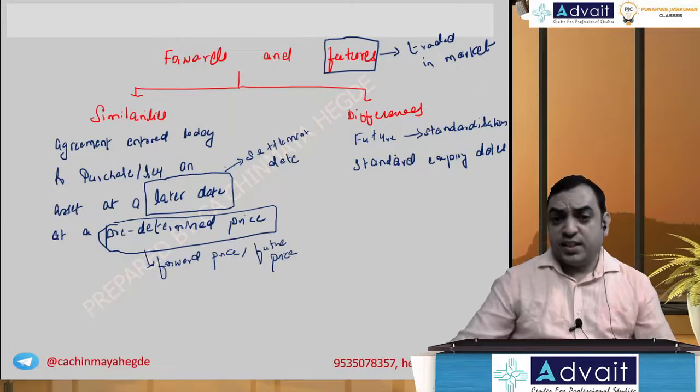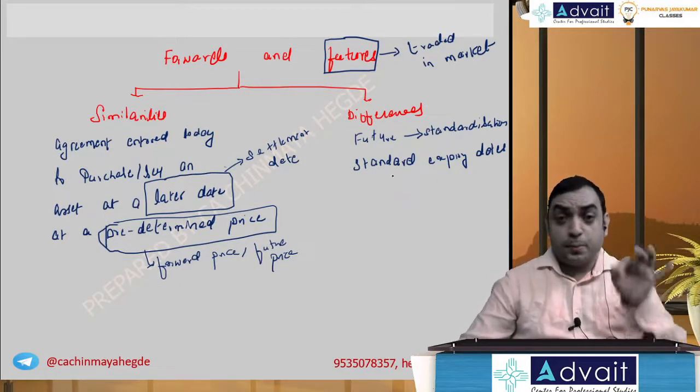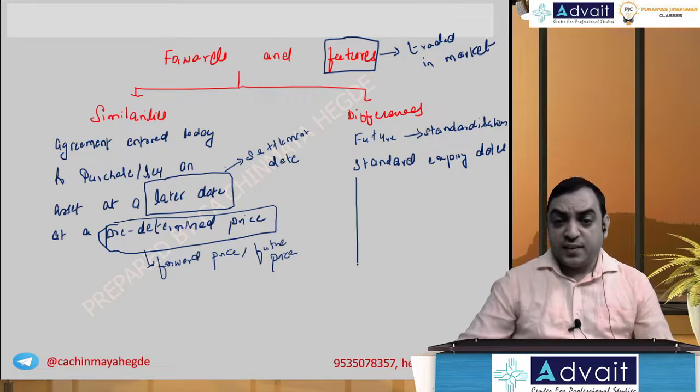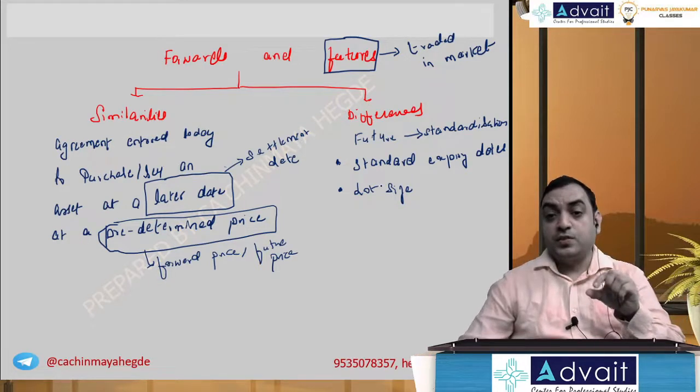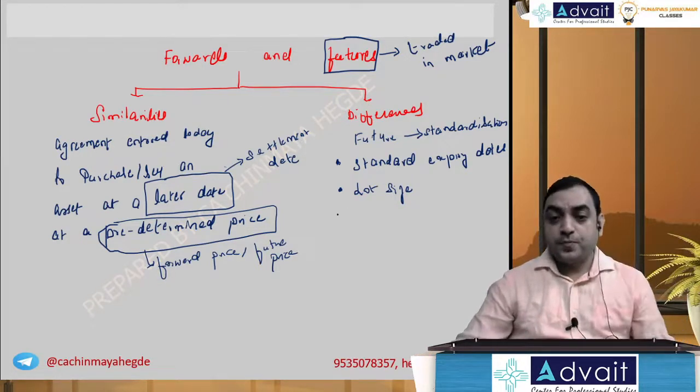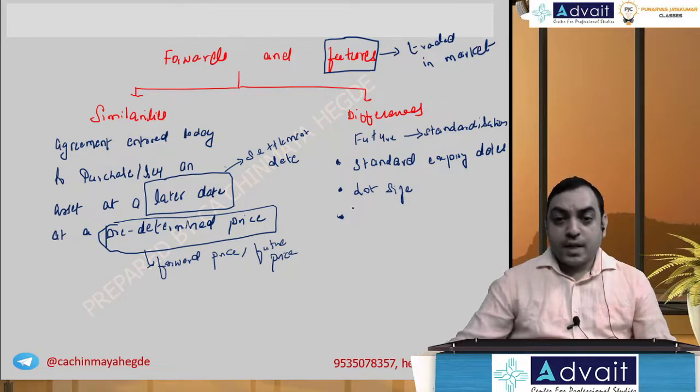So what are the features that we have learned extra in futures, applicable only for futures? We have things like standard expiry date, that one point we already identified. Then we had the concept of lot size. You have to purchase or sell in those multiples. That is there only in futures. Then you have margin.